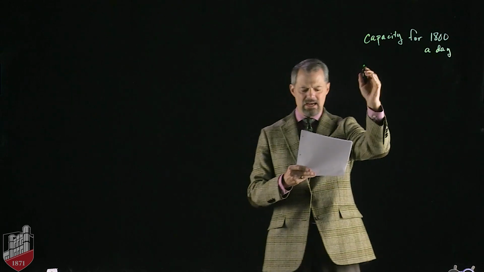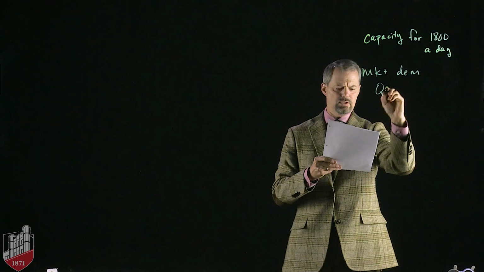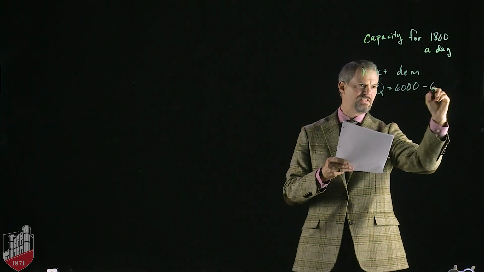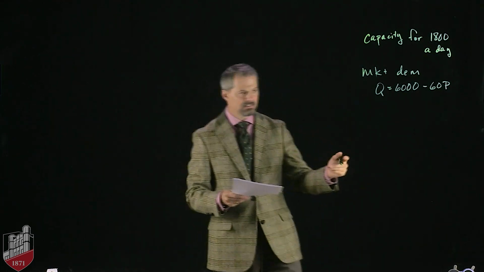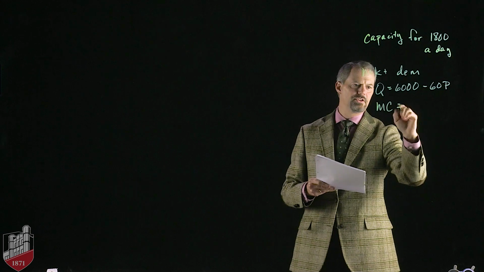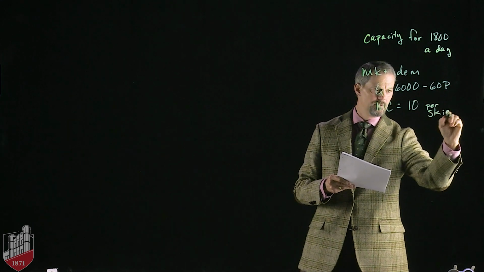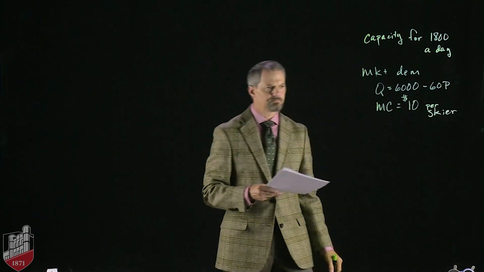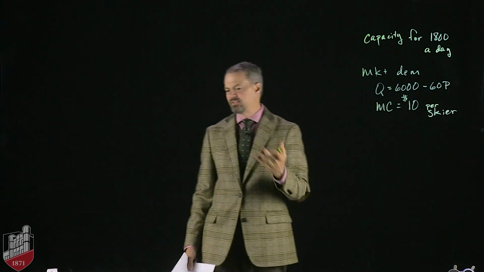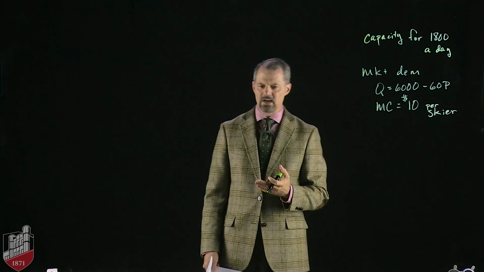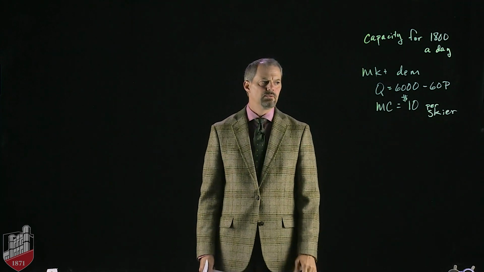Let's make our market demand equal to Q equals 6,000 minus 60p. So there's a nice simple market demand curve. And let's make marginal cost equal to $10 per skier. Now let's start by thinking about the basic Bertrand model. The basic Bertrand model tells us that price would be driven down to $10.